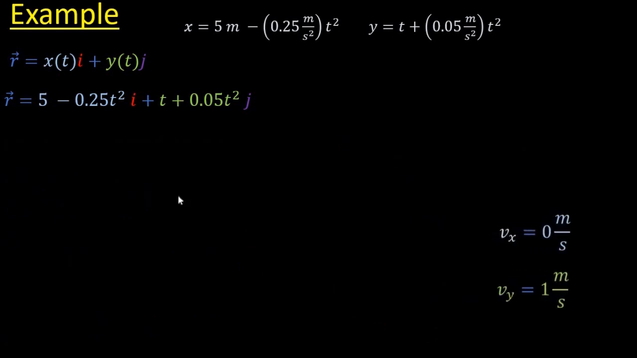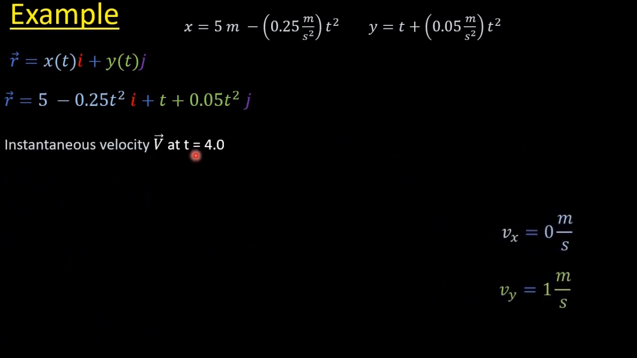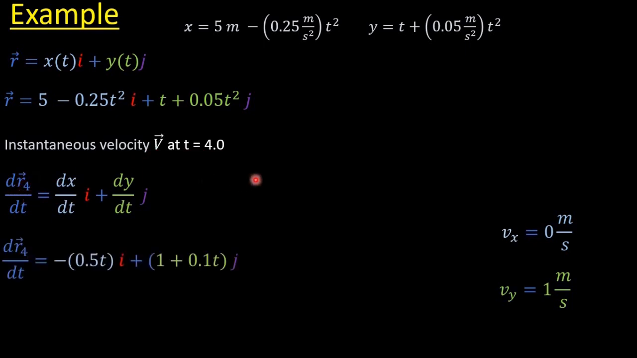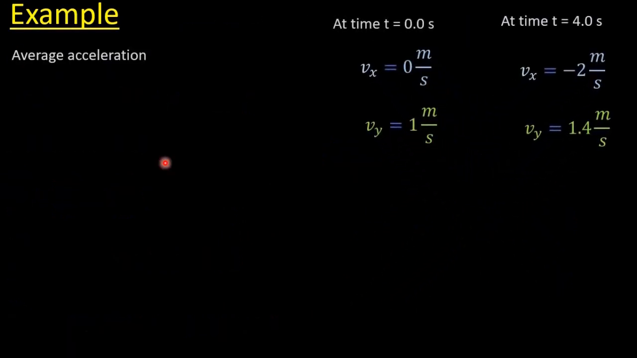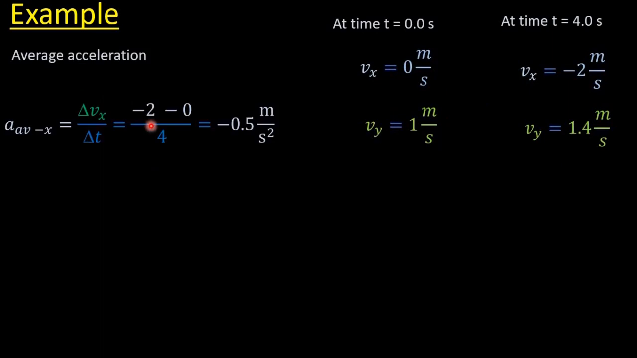So put them to one side. Okay, so we do the same thing again, but we evaluate at t equals 4 seconds. So v sub 4 just means we're evaluating v at 4 seconds. Same thing again, but substitute time t equals 4 seconds into there, and we get this. And we can say Vx equals minus 2 meters per second, and Vy is 1.4 meters per second. So we'll store those.